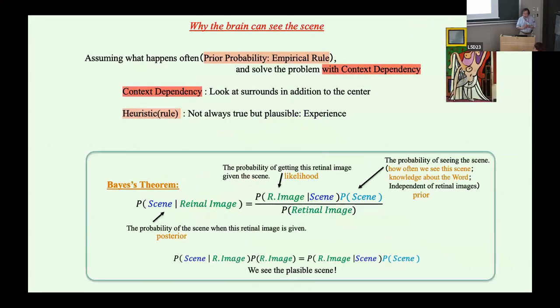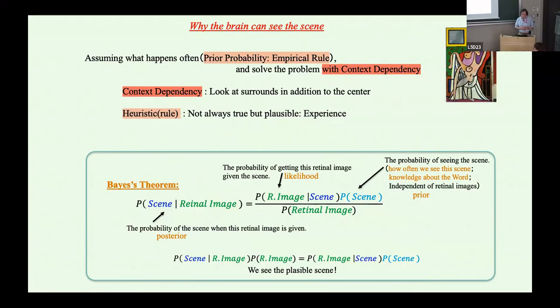And what happens here is that prior probability helps us in solving this problem. In other words, the prior knowledge about the world. But I will leave this for another time and move on to another challenge in vision.